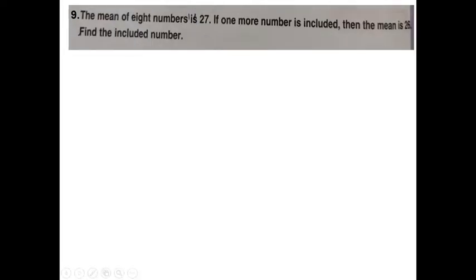Question 9. In question 9, the mean of 8 numbers is 27. If one number is included, then the mean is 26. Find the included number. This question is the same as question 8, but here it is included, not excluded. Included means you are adding one more number. So before it is 8 numbers, and if we include one number, it would become 9 numbers.